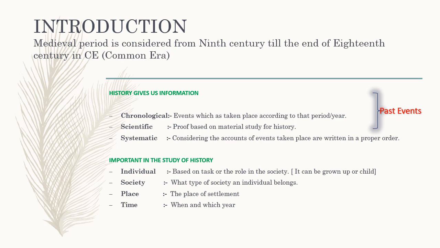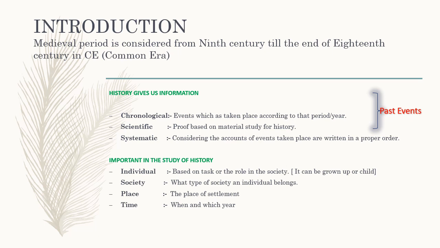Moving on to the next point, we carry on with history gives us information. Now, what does history give us? It shows the progress of human civilization, and this study is done on a chronological, scientific, and systematic basis. Chronological means events are studied according to the period in which they took place.